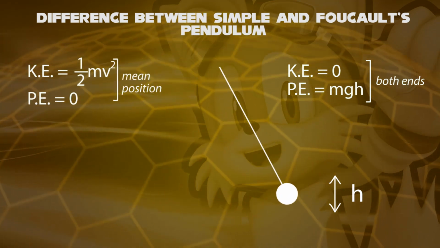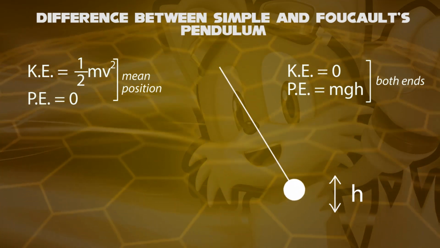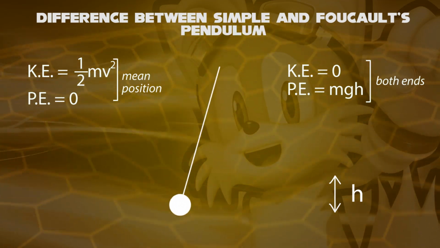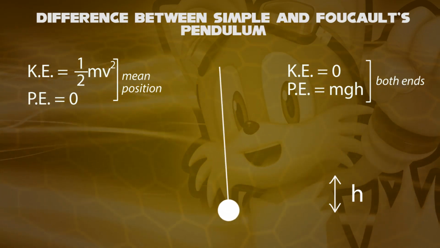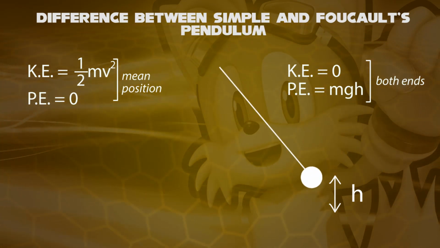At the mean position, we know the height is zero, but velocity is maximized, at v. This means the potential energy is zero and kinetic energy is maximized, that is half times mv squared.